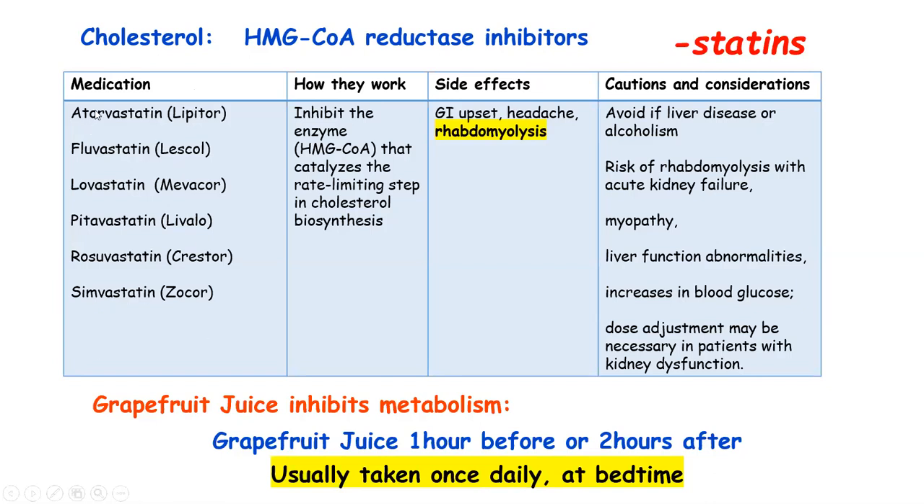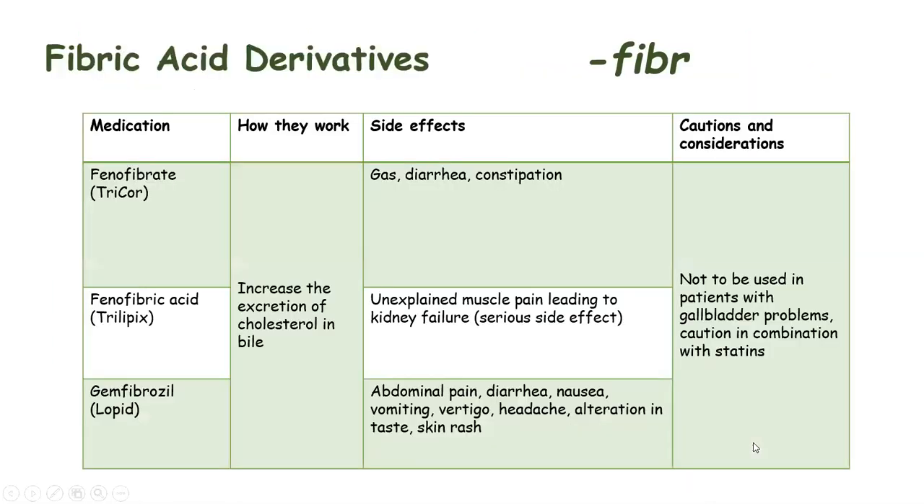So if you see any drug that ends in statin, you know rhabdomyolysis, you know liver, alcoholism, you don't use. You know grapefruit juice is an interaction. You know how it's taken, once daily. Next, folic acid derivatives, or fibric acid, fibrin.